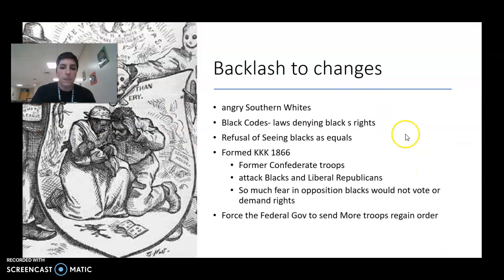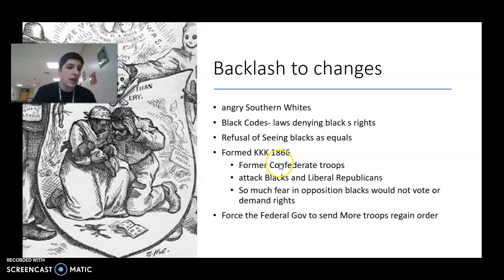Backlash to changes. There were very angry Southern whites because they had dealt with a huge blow in many ways: their economy, the lives of some of their children who fought in the war, and what happened to their states and the country they had grown up in. Black codes, laws denying black rights. This is when we start having Jim Crow laws come into effect. Because these citizens were angry, they wanted to punish all the new black citizens by creating Jim Crow laws, and they refused to see black people as equals.